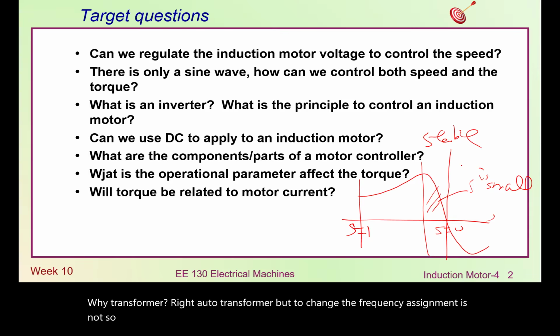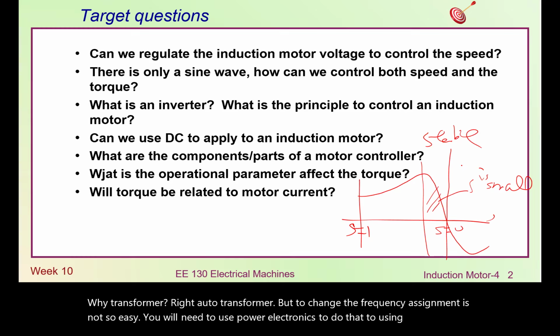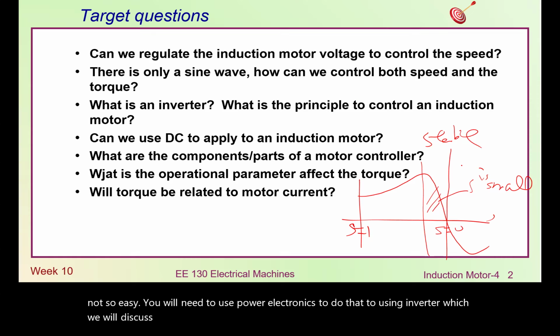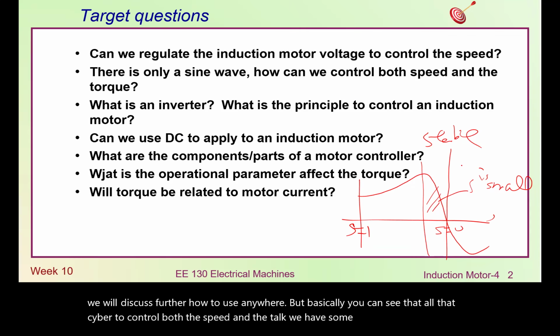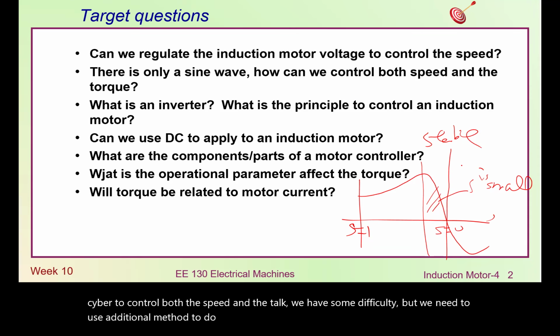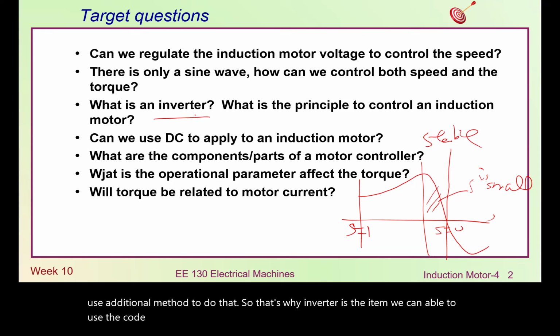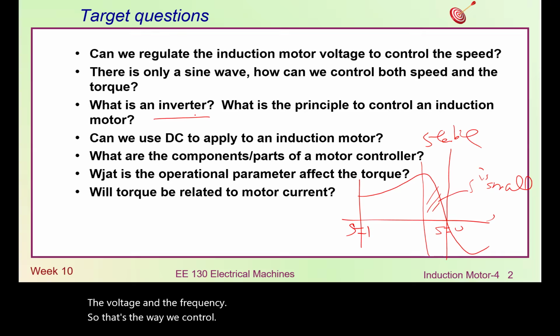You need to use power electronics to do that. So adjust using an inverter, which we will discuss further how to use. But basically, you can see that with only a sine wave to control both the speed and the torque, we have some difficulty, so we need to use an additional method. That's why the inverter is the item we are able to use to adjust the voltage and the frequency. That's the way we control the induction motor.